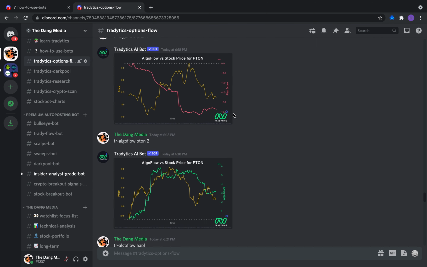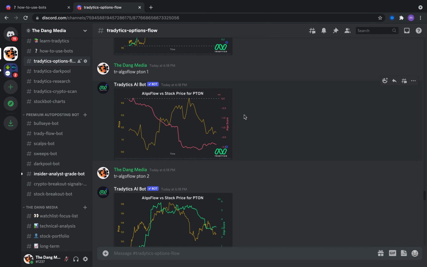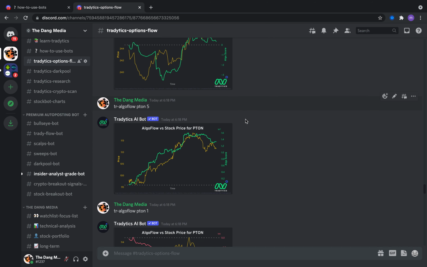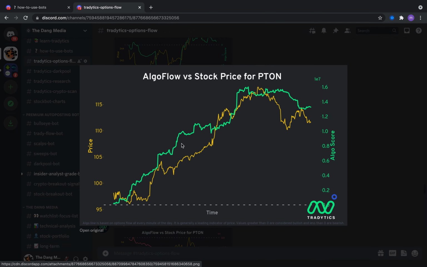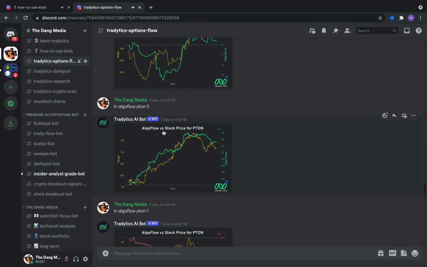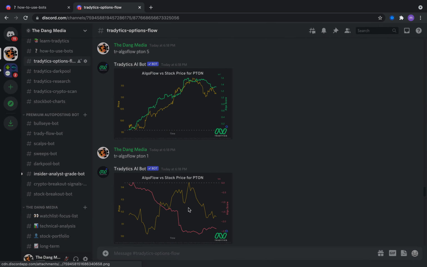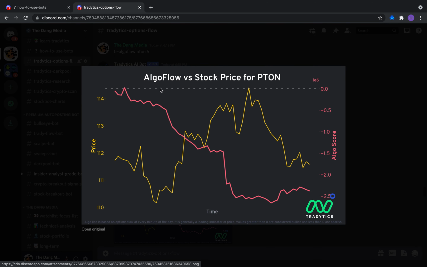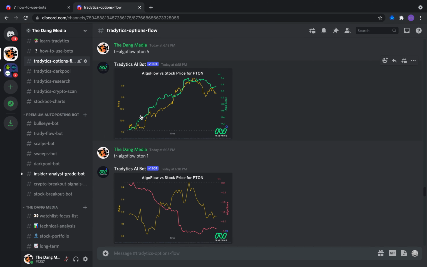Let me try to find some more examples. So Peloton, right? Peloton, this is the 5-day. We can see that it's bullish. The trend is still up. But when we zoom in on the 1-day, we can see that the Algo Flow is bearish on the 1-day. So like I said, that's why it's important to check the 5-day and the 1-day.